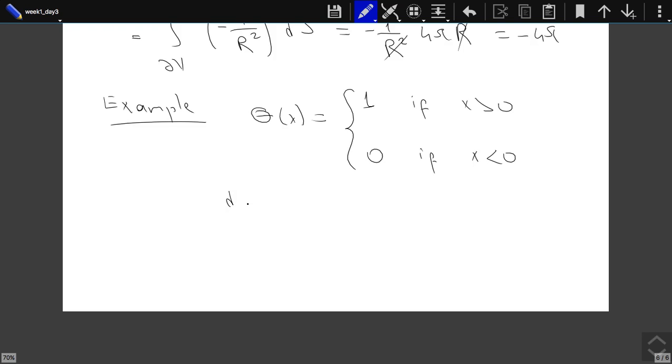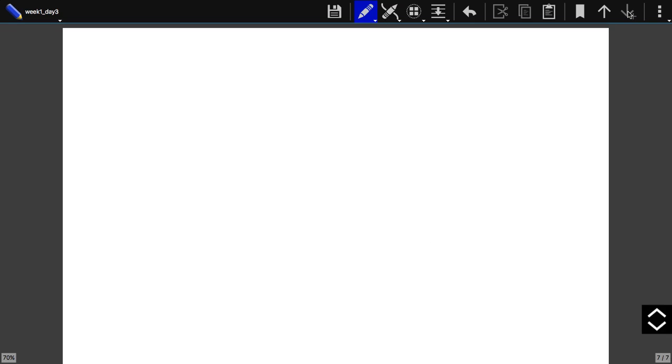Now let me look at dθ/dx. If x is larger than 0, it is 0. If x is less than 0, it is still 0. Now let's look at its integral from a to b. And let's just choose a and b such that a is less than 0 and b is larger than 0.